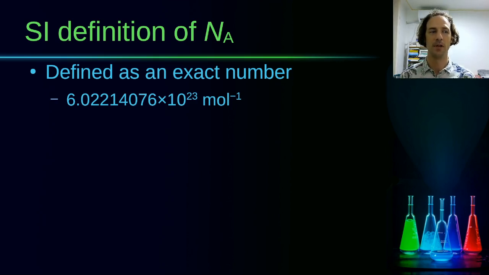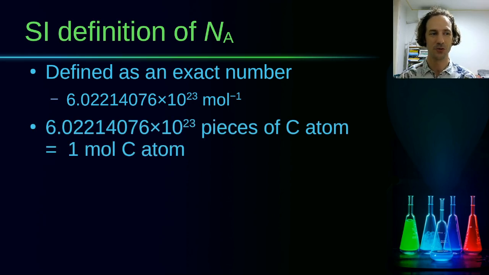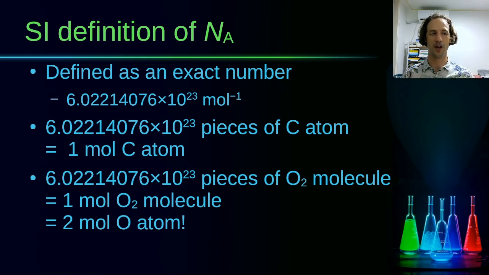So what does it mean? It means that if you have 6.022140076 times 10 to the 23 pieces of carbon atom, you have 1 mole of carbon atom. So you divide this number by Avogadro's number, or Avogadro's constant, and if you divide by 1 per mole, then you get mole. And Avogadro's number doesn't only work for atoms, it also works for molecules. So if you have 6.022, etc. times 10 to the 23 pieces of oxygen molecules, then you have 1 mole of oxygen molecules. But of course, because one oxygen molecule has 2 oxygen atoms in it, if you have 1 mole of oxygen molecules, that means you have 2 moles of oxygen atoms.